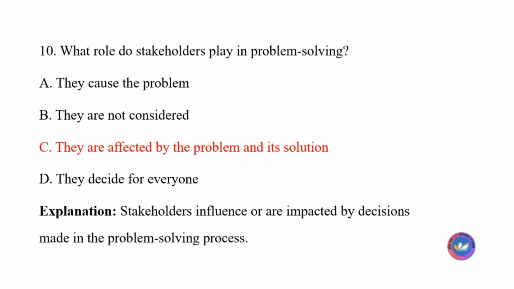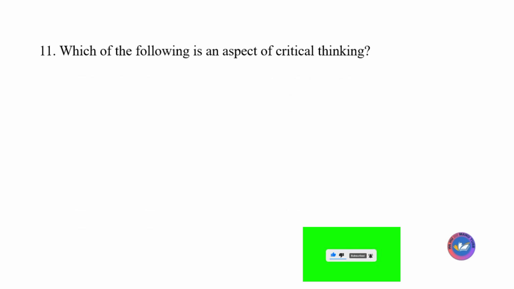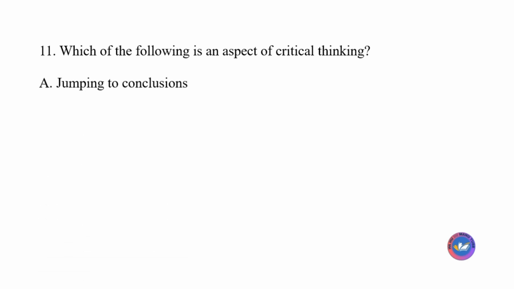Question number 11. Which of the following is an aspect of critical thinking? A. Jumping to conclusions. B. Considering evidence and multiple viewpoints. C. Ignoring different perspectives. D. Acting on emotions.